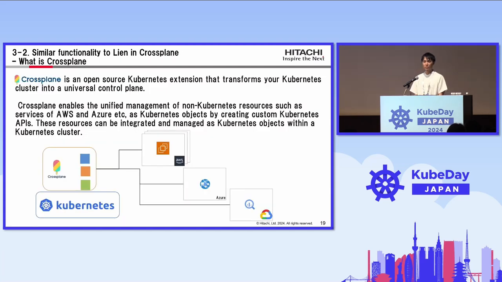Before the explanation of Usage in detail, I will explain Crossplane itself briefly. Crossplane is an open source and CNCF incubating project. Crossplane can transform your Kubernetes cluster into a universal control plane. Crossplane enables the unified management of non-Kubernetes resources, such as services of AWS, Azure, and Google Cloud, et cetera, as Kubernetes objects by creating custom Kubernetes APIs. These resources can be integrated and managed as Kubernetes objects within a Kubernetes cluster.